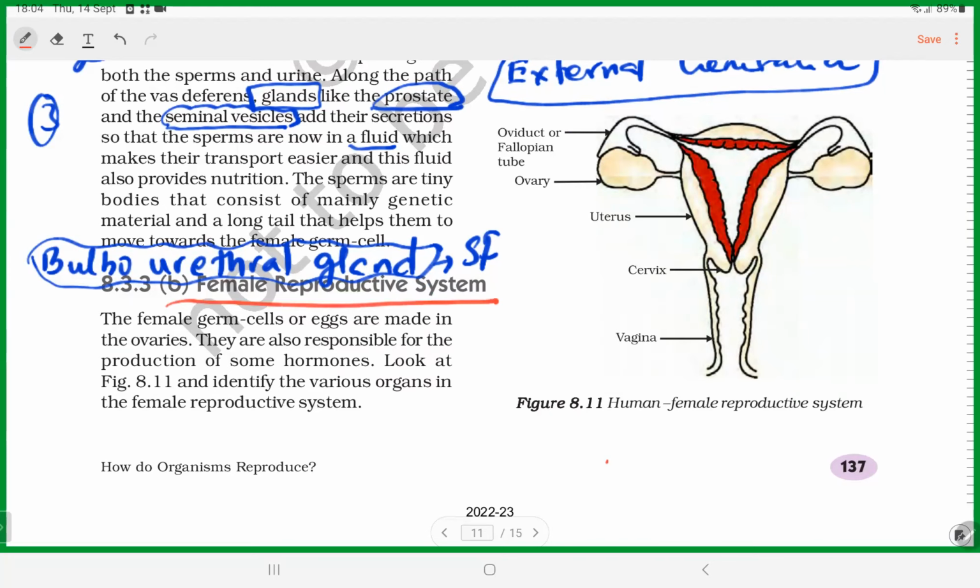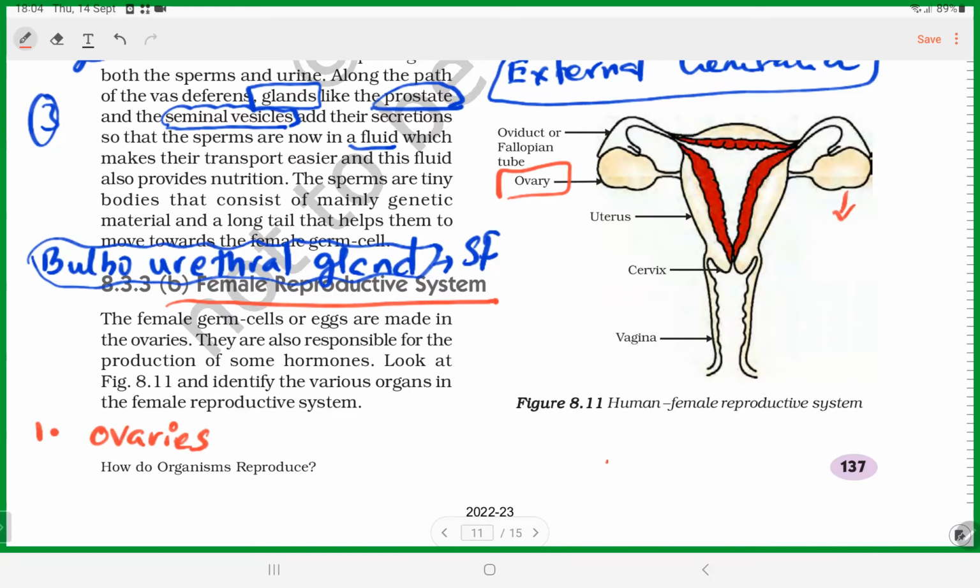There are 4 components in the male reproductive system. Similarly, the female reproductive system also has components. What is the first component in the female reproductive system? Ovaries, the gonads, called a pair of ovaries. You can see the ovaries are the first important component. It exists in a pair. Is it clear?